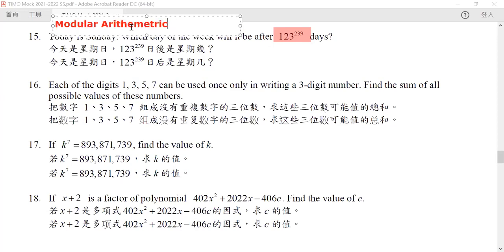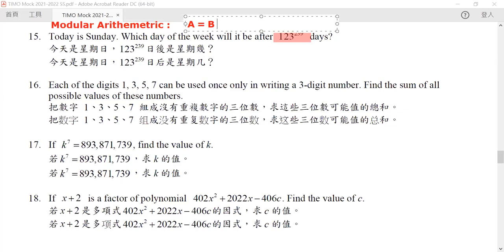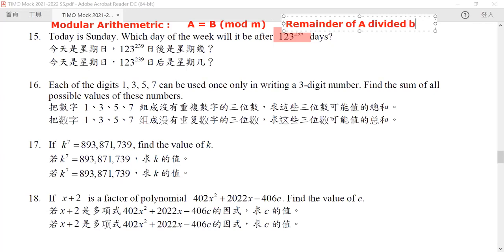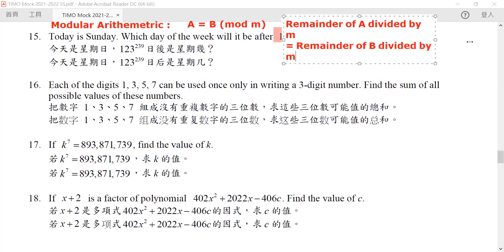Now, modular arithmetic has some notation like this. We will say that these two numbers are equivalent. Now, they are not the same, they're equivalent. What does this notation mean? It means that the remainder of A divided by M is exactly the same as the remainder of B divided by M. If that's the case, then we say that they are equivalent.